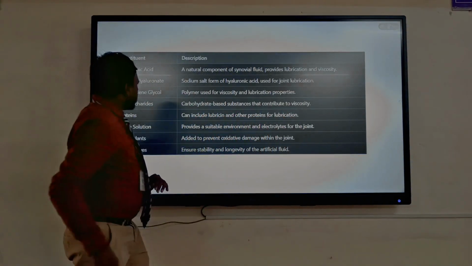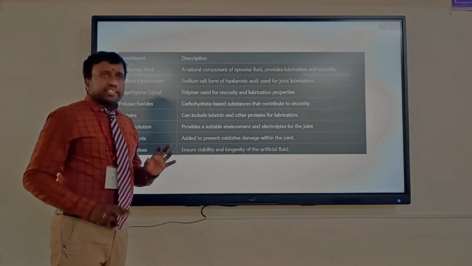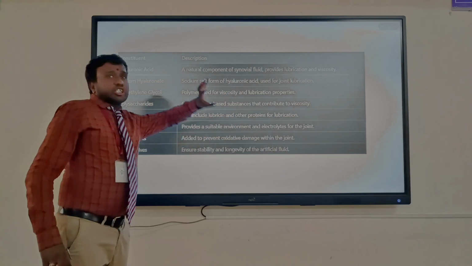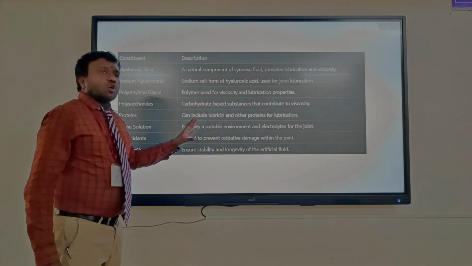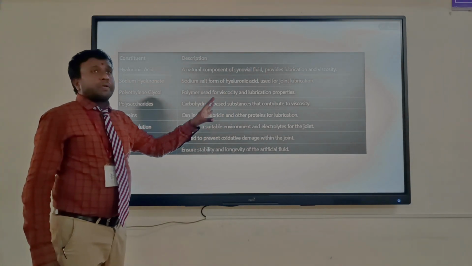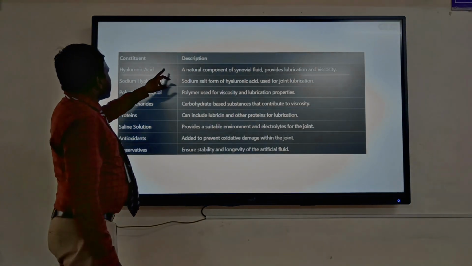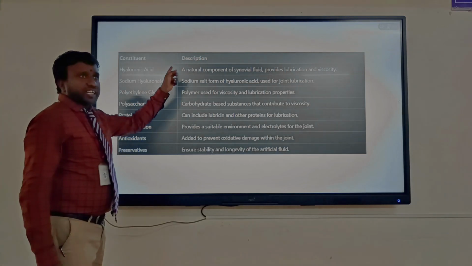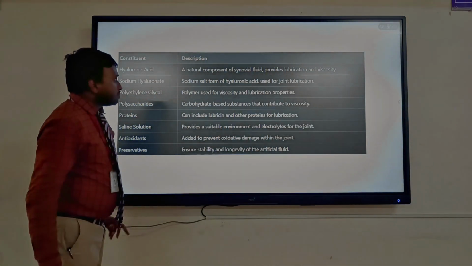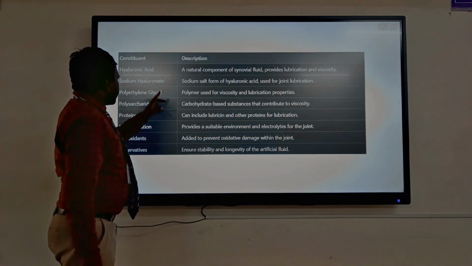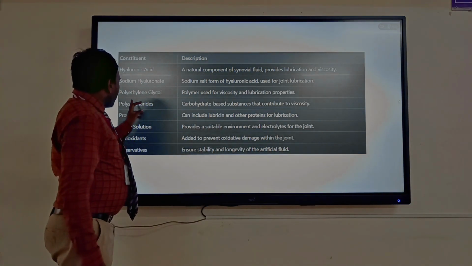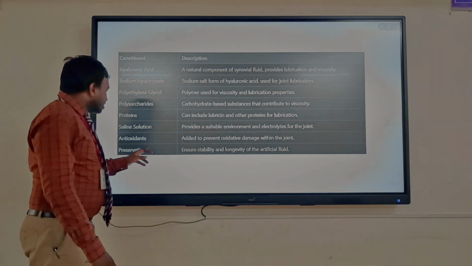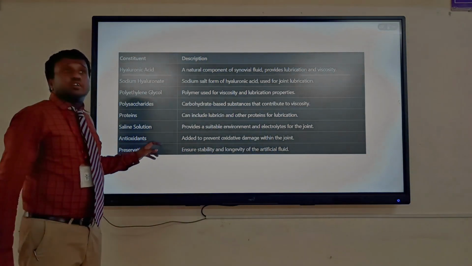Okay, what are the different compositions of that? This is not natural synovial fluid; we prepare the same composition in an artificial manner. So what are the constituents or components that should be present in it? One is the major component that provides the lubrication properties, that is hyaluronic acid. And then sodium hydroxide, polyethylene glycol, proteins, antioxidants and preservatives. The antioxidants and preservatives are the important things.